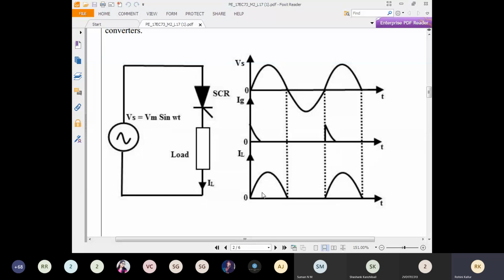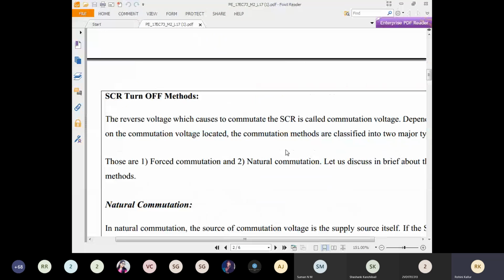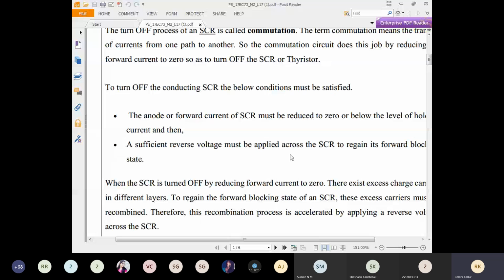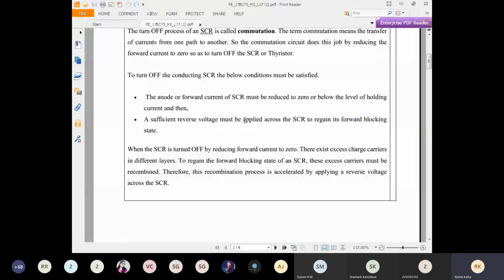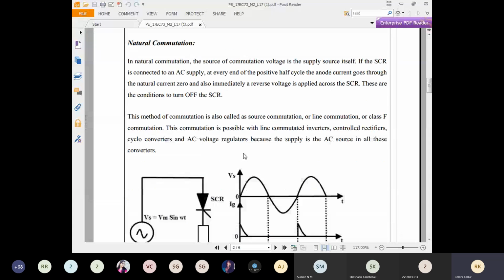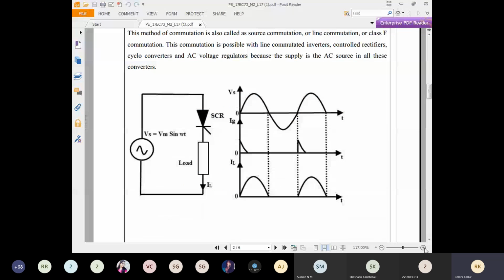Then we said that to have a turn off condition in the SCR, we need to be using these two conditions. The first condition is we need to bring the anode current less than the holding current. And the second one is we need to have a proper reverse voltage applied across it. Okay. So these two conditions should be met by this particular circuitry.